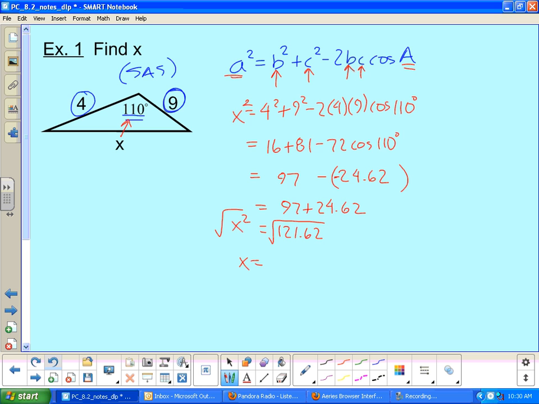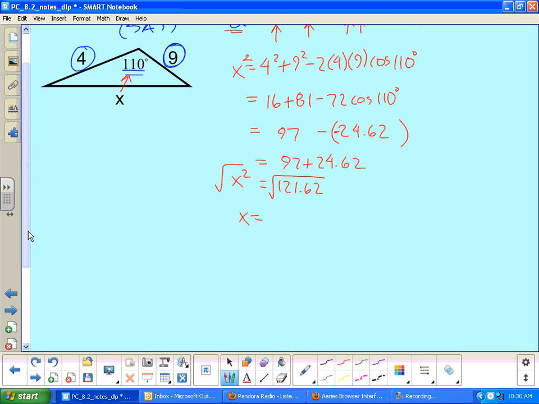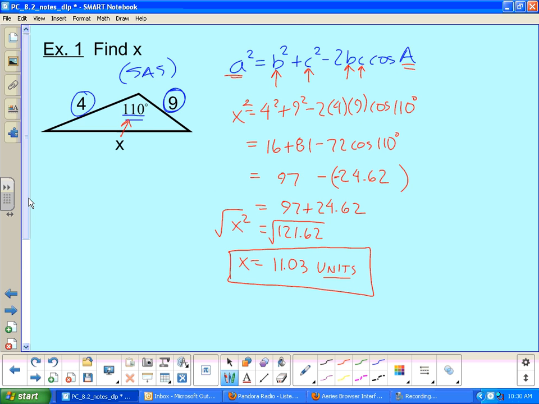Now, when I take a square root, I get two answers, but can you have a negative side length? No. So I'm going to get 11 point what? 0.02? 0.03 roughly? All right, and we don't know what the units are. It doesn't say in feet or inches or whatever. But there you go. There's the length of x.